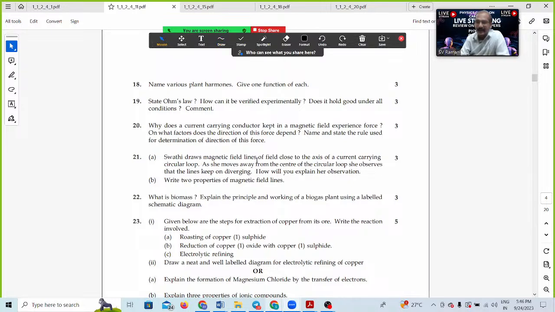Next. Swati draws magnetic field lines of a field close to the axis of a current carrying circular loop. As she moves away from the center of the circular loop, she observes that the lines keep diverging. How will you explain her observation? Write two properties of magnetic field lines. Now, you can take a cardboard sheet. Before also we have discussed. Take the two holes over here. The current carrying conductor you have placed and connected to a battery. Now current is flowing from one direction to another direction.